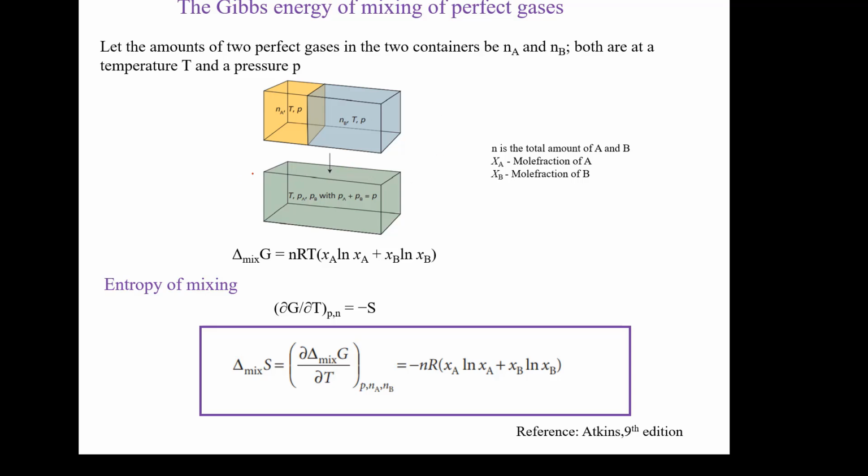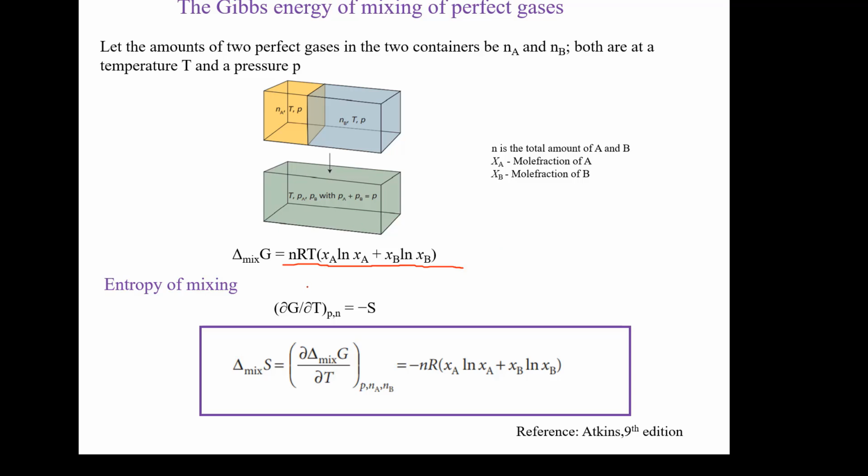By doing so, we get an equation for delta G mixing, which is equal to nRT into XA ln XA plus XB ln XB, where n is the total amount of A and B, XA is the mole fraction of A and XB is the mole fraction of B. So with this, we get the equation of delta G of mixing.